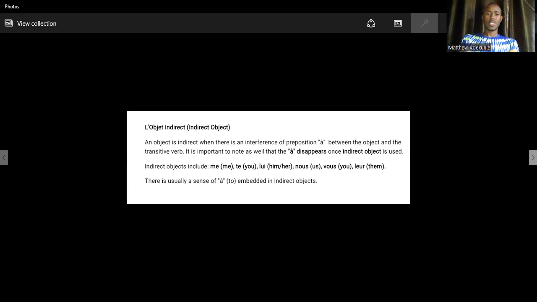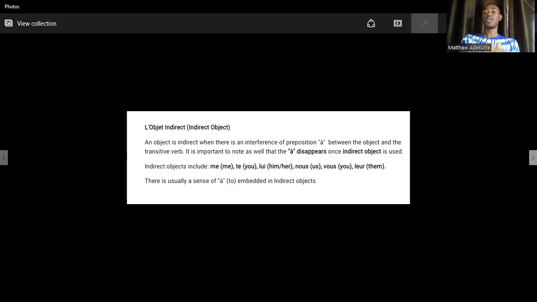And in this case, we are talking about the object that is indirect. That means there's a preposition in between, especially preposition à. There's a preposition à in between the verb and the object. And it is important to note as well that the preposition à disappears once indirect object is used. You need to note this point very well.